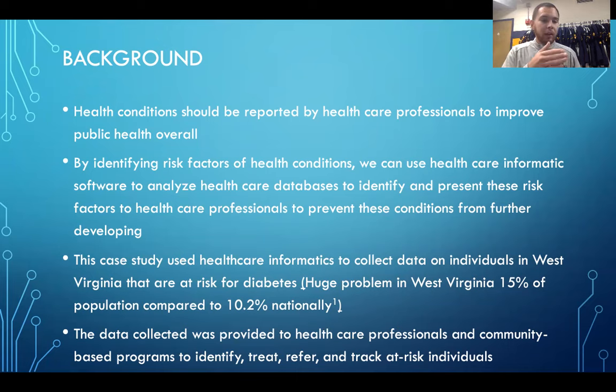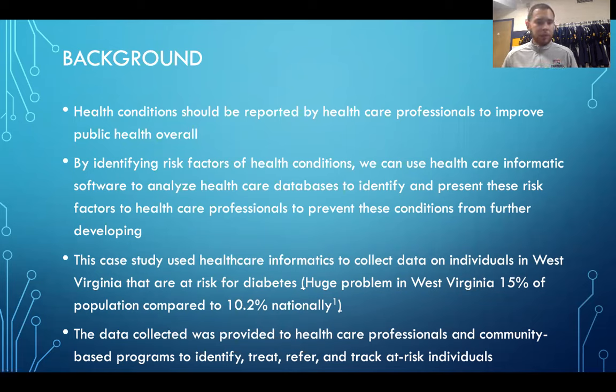So when we identify risk factors for health conditions, we need to use that information to identify at-risk individuals. One way we can do that in today's age is we have informatics software that analyzes healthcare information and can help us use these risk factors, identify individuals who are at risk, and then the software will notify us as health professionals. And that way we can intervene and try to prevent these conditions from either further developing or starting in the first place.